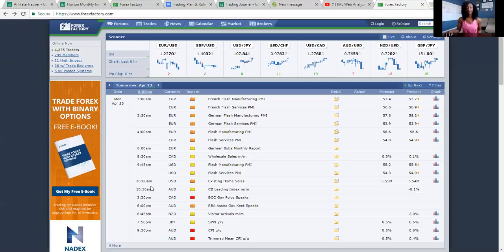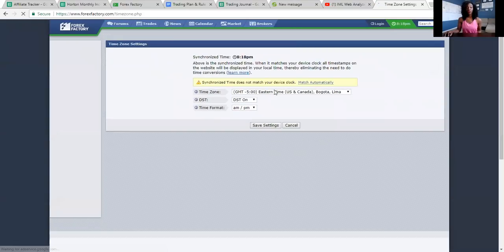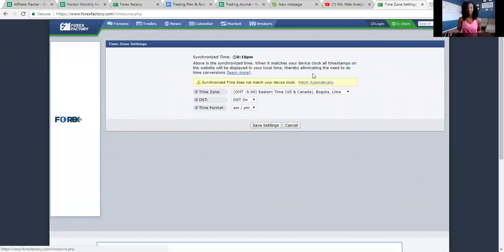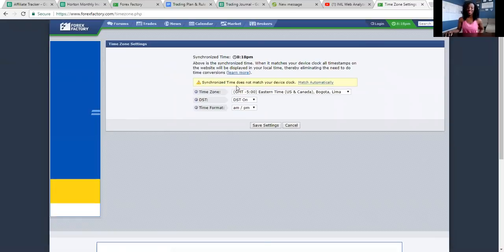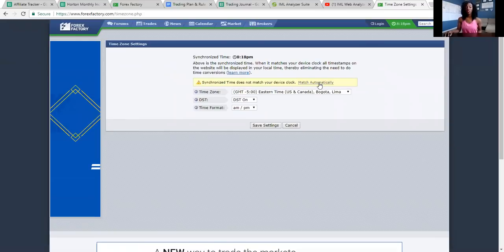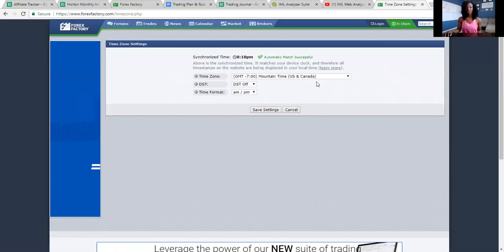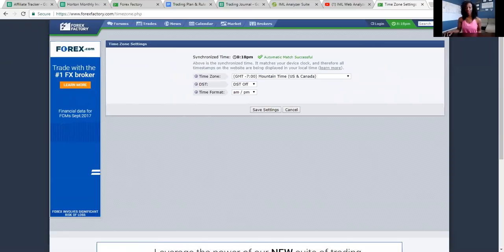So how you can set the time frame for these, right here at the top to your right next to login, you'll see 8:04 p.m. right now on my computer. If you click on the time, you'll notice that this is the synchronized time, okay? As you can see, the synchronized time does not match your device clock. So what you want to do is make sure the synchronized time matches your device clock, and my clock currently says 5:18 p.m.